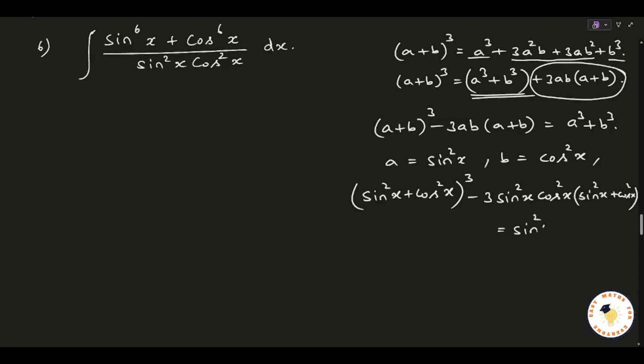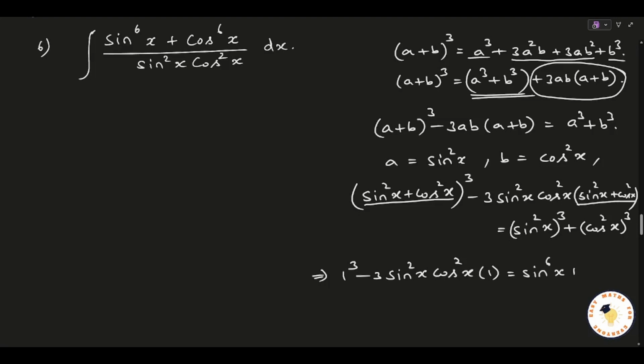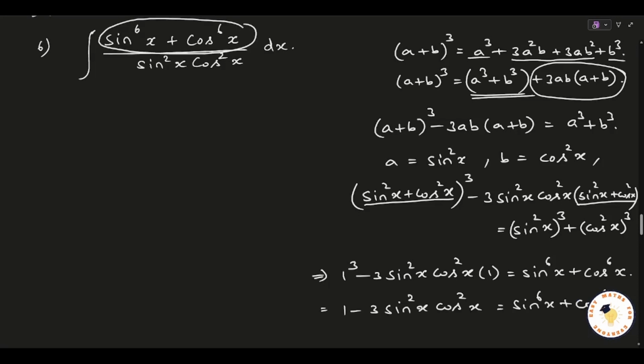So sin square x is our a, now to the power 3, plus cos square x to the power 3. So this becomes, sin square plus cos square is 1, so this becomes 1 cube minus 3 sin square x into cos square x. Again this sin square plus cos square becomes 1, equal to sin square x whole power 3 becomes sin power 6x, and cos square x whole power 3 becomes cos power 6x. So this is the value of sin power 6x plus cos power 6x.